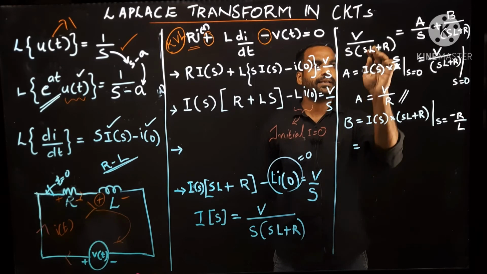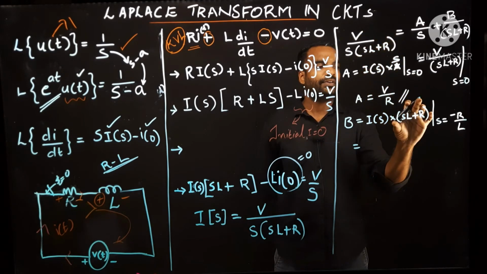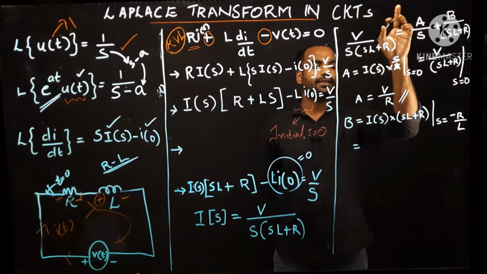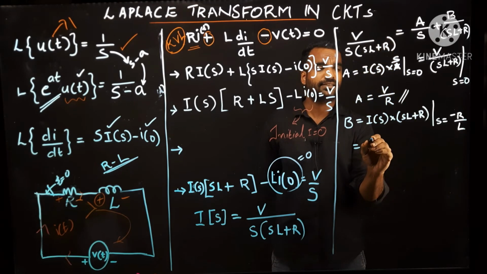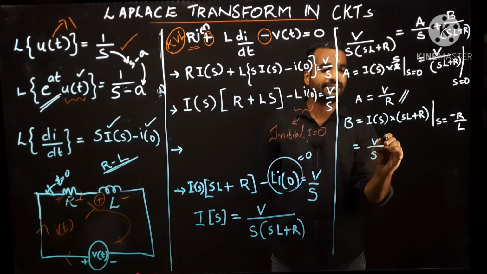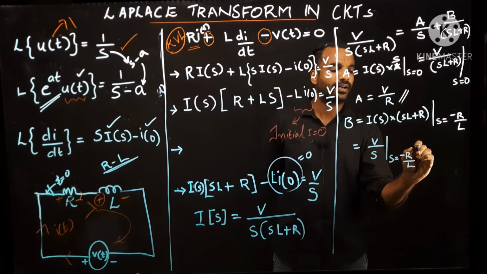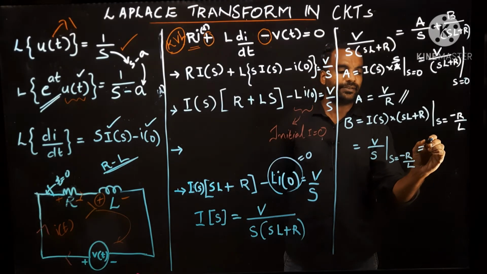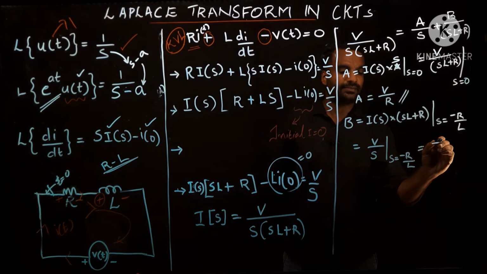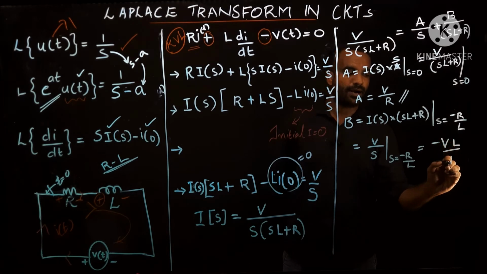If you multiply I of S with SL plus R, the SL plus R will get cancelled. This will become V by S at S is equal to minus R by L. Then what will be the answer? It will be minus V into L by R.